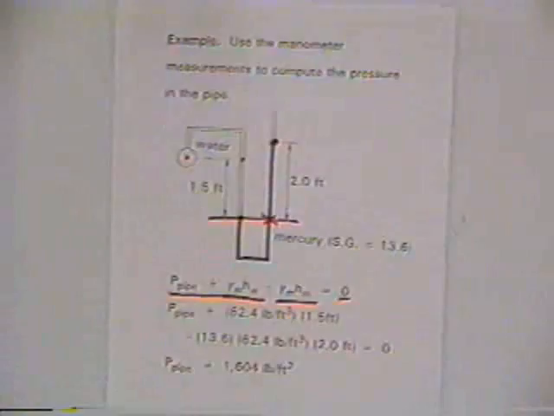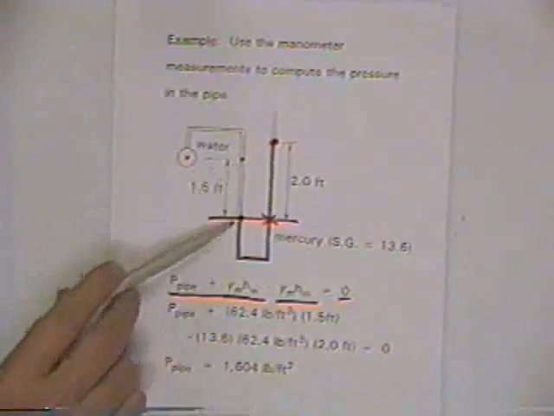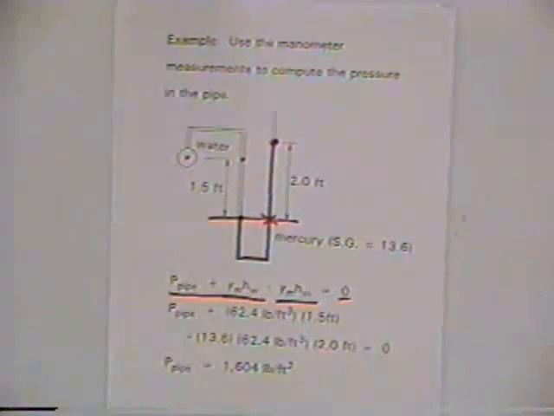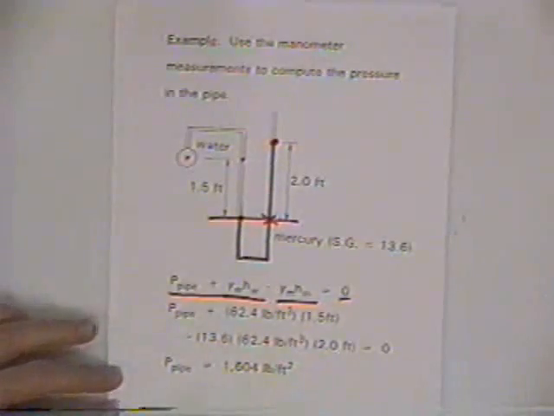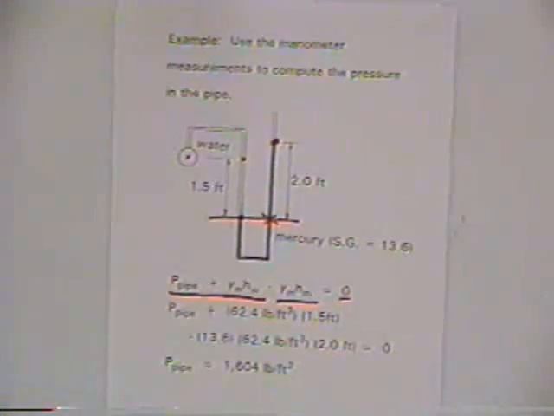We've just written an equation all the way through the system here, and we can start at any point and go to any other point and write such an equation regardless of the configuration. The only actual unknown is the pressure in the pipe, because we know the 0 at one end, and we know all of the different vertical heads for the different liquids involved in the problem. So we just plug in the unit weights and the vertical differences in elevation and run the numbers out, and we get that the pressure in the pipe is 1,604 pounds per square foot.